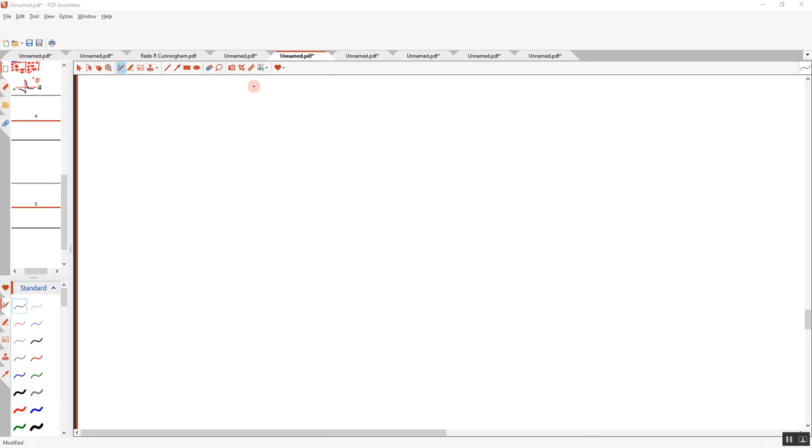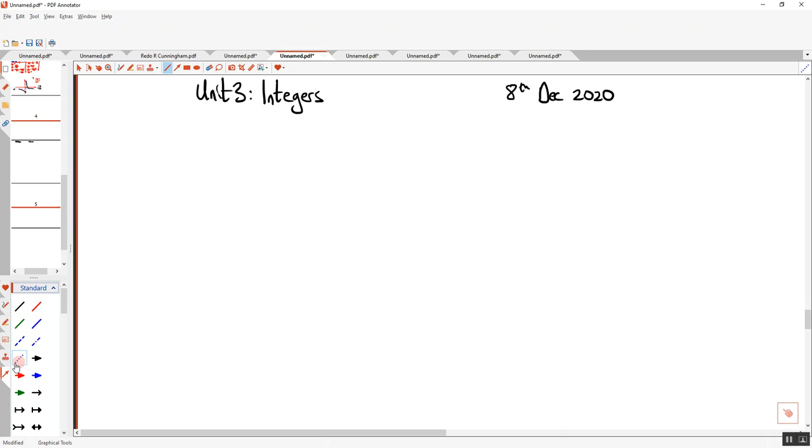Okay, so this is unit 3, and it is integers. And today is the 8th of December. All right, so integers, even though you may not be too sure what integers are, that's fine if you're not. You will have used integers before, whether you realize or not.